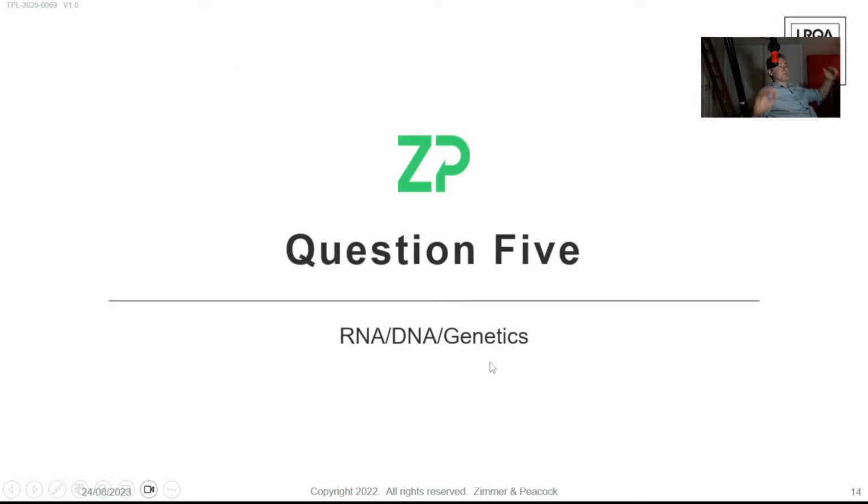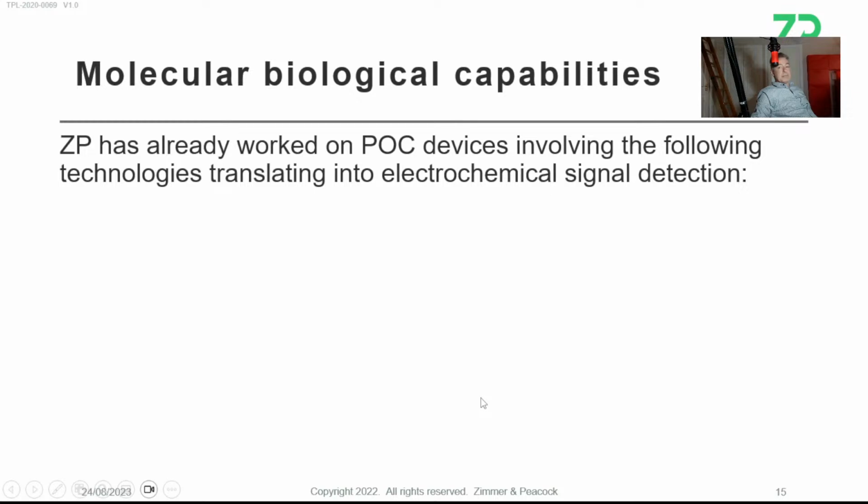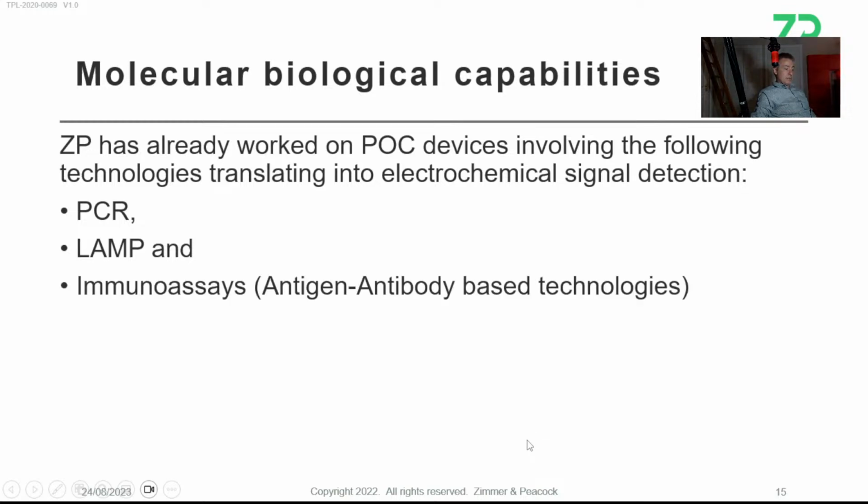Question number 5, right? So somebody wants to make a multiplex genetic assay, which may be RNA, DNA based. It's probably worth saying that at ZP we've done a lot of point of care development of these kind of molecular assays, and in the molecular assays there's often an amplification step, and that could be PCR, it could be LAMP. We've also done molecular biology using immunoassays as well. It doesn't always have to be genetic.